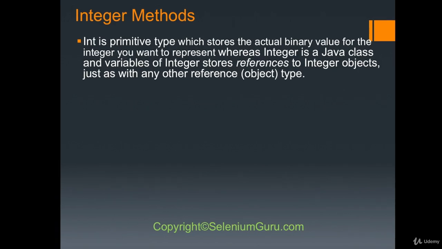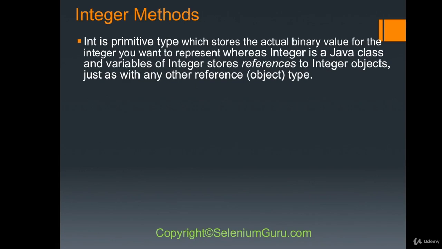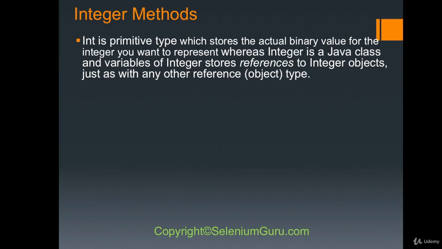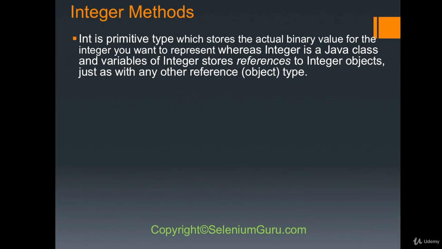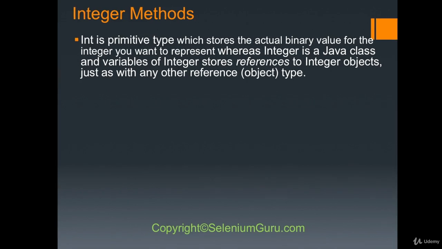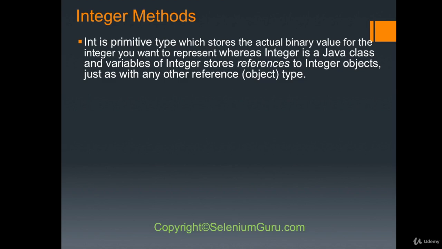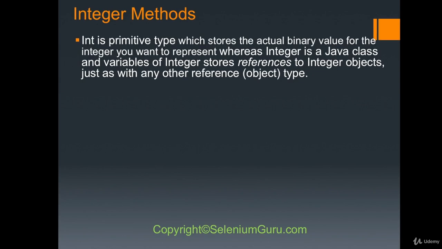So we've used the int data type, right? int is a primitive data type which stores the actual binary value for the integer you want to represent. Whereas Integer is a Java class, and variables of Integer store references to Integer objects, just as with any other references. So basically, int is a primitive data type which actually stores the binary value. However, there's also an Integer Java class, and variables of that class store references to the Integer object. Just like String objects, the variables of Integer store references to the Integer objects.